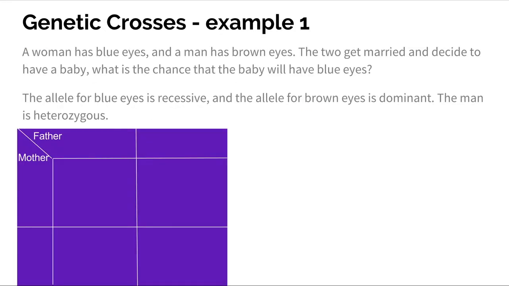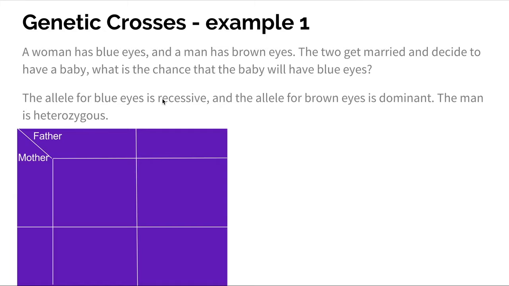Next, genetic crosses example 1. In your exam, you will be required to draw a genetic diagram like this, especially if you are a higher tier student, not so much if you are foundation. So let's go through this. A woman has blue eyes and a man has brown eyes. The two get married and decide to have a baby. What is the chance that the baby will have blue eyes?